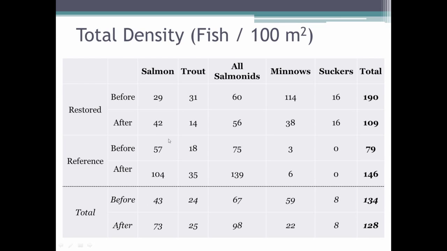But the increase was greater at the reference site than it was at the restored. I think I said these are all expressed as fish densities per 100 square meters. So we definitely saw a greater increase. In terms of the brook trout, and that's what I mean by brook trout, there was no brown trout in this particular system; we never caught any brown trout. The brook trout that we captured, we saw the density almost halved after restoration at the restored site, but it doubled at the reference site after restoration. So that's an interesting result as well.